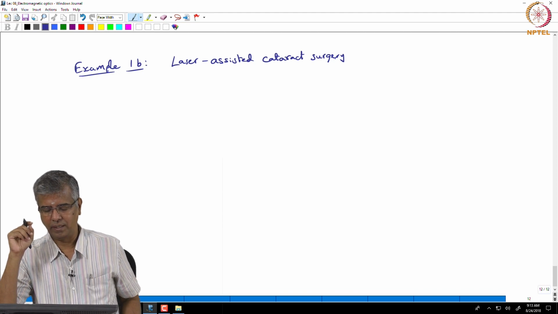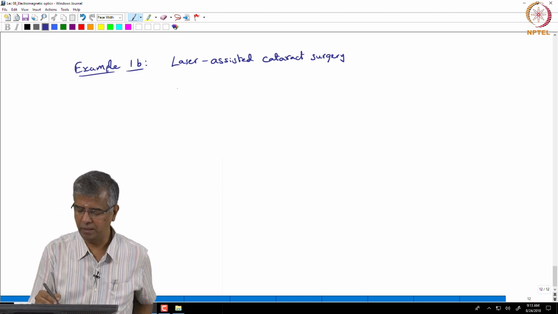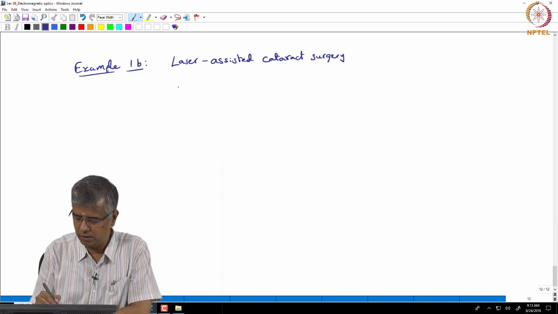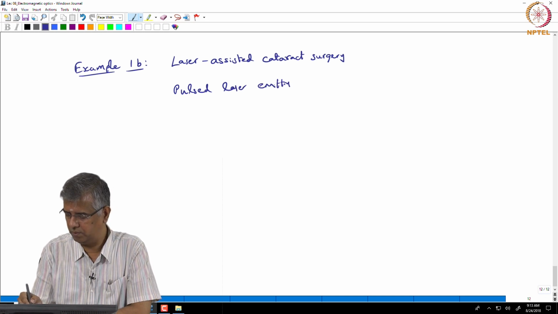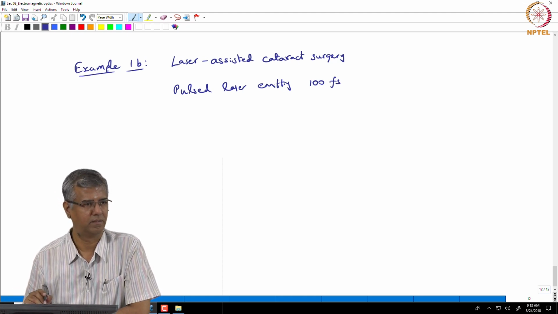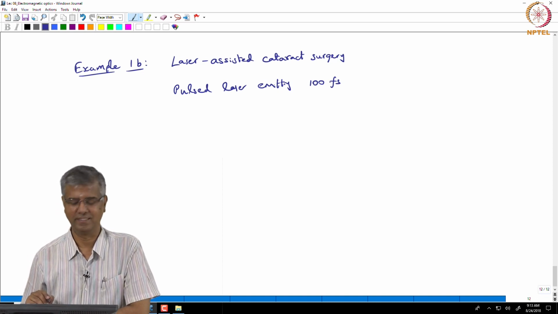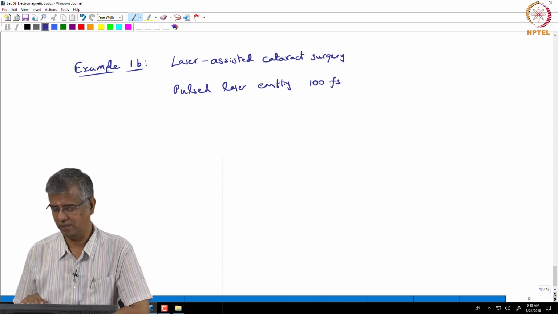And in this case we use a pulse laser. Okay. So, the pulse laser is emitting 100 femtosecond pulses. What is a femtosecond? 10 power minus 15 seconds, right. So, it is pico, which is 10 power minus 12. So, 100 femtosecond pulses.